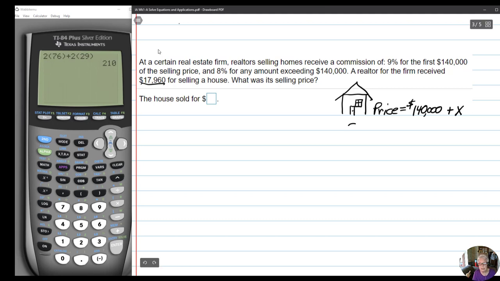Now the realtor gets a commission. And what that consists of is 9%, which is 0.09, of $140,000, plus 8% of any amount exceeding $140,000. We have to use the decimal equivalent of 9% and 8%. So this is our commission, 0.09 times 140,000 plus 0.08x. And we're being told that that is going to add up to $17,960.